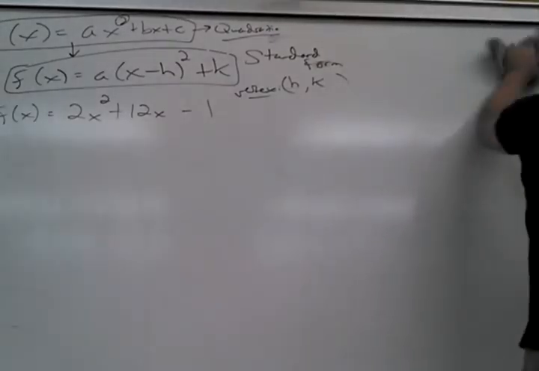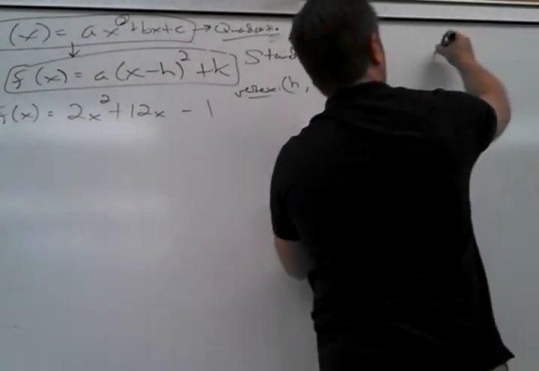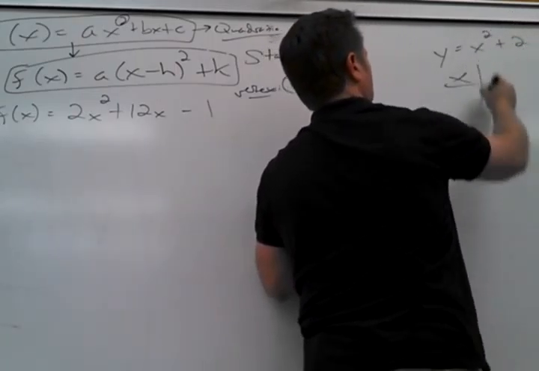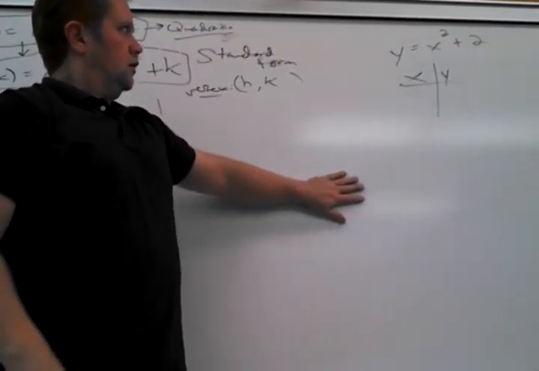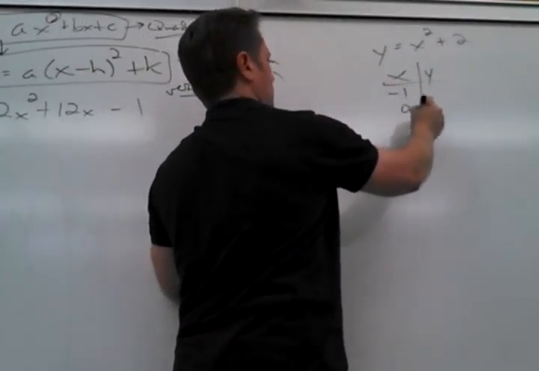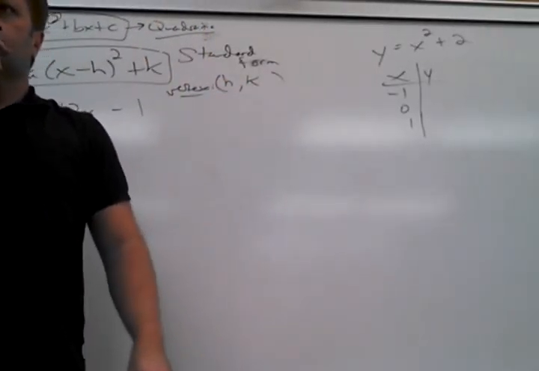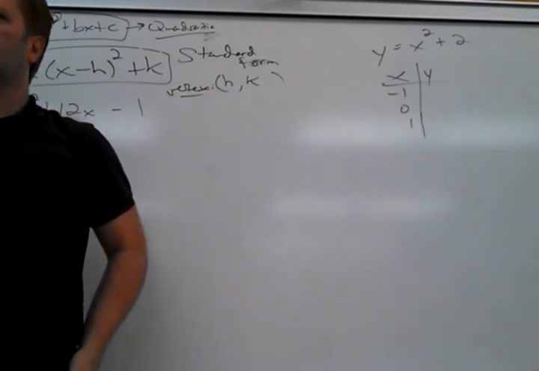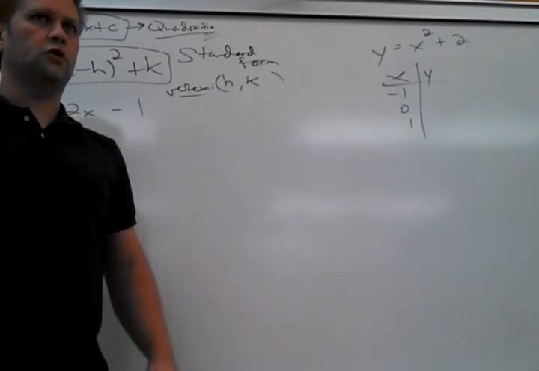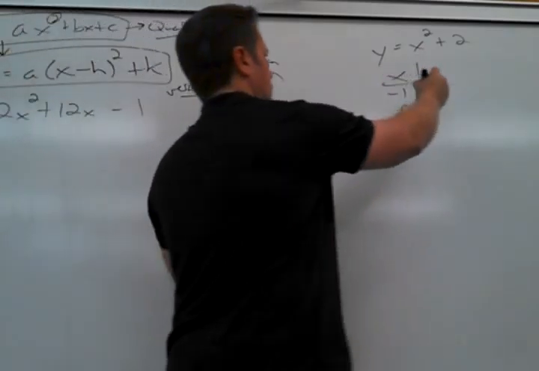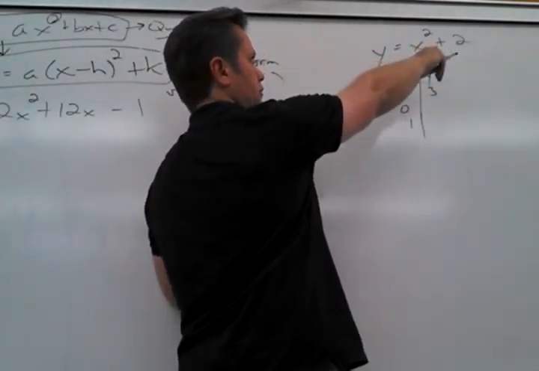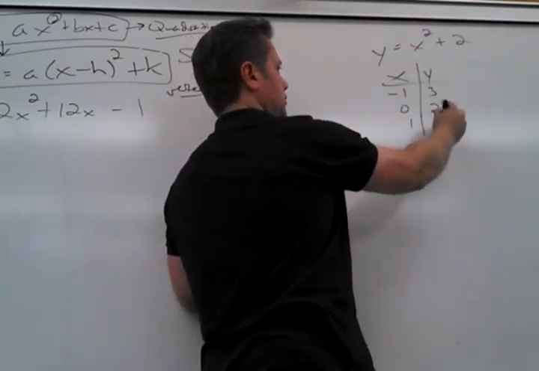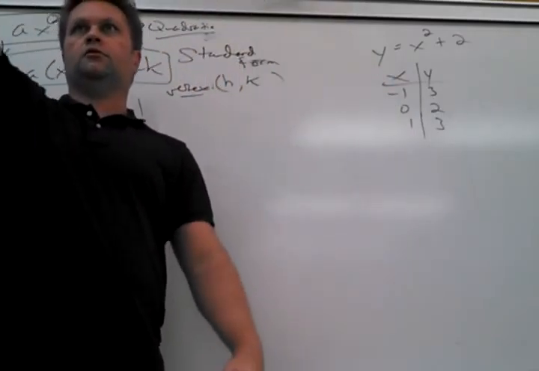Let me see. So, help me out here. If I have x squared plus 2, let's plug some points in. So what do you get when you plug a negative 1 in there? 3, right? Because negative 1 squared is 1 plus 2. What do you get when you plug a 0 in there? 2. Good, because 0 plus 2 is 2. When you plug a 1 in there? 3. See, so that's the turning point. That's the low point. 3, 2, 3.